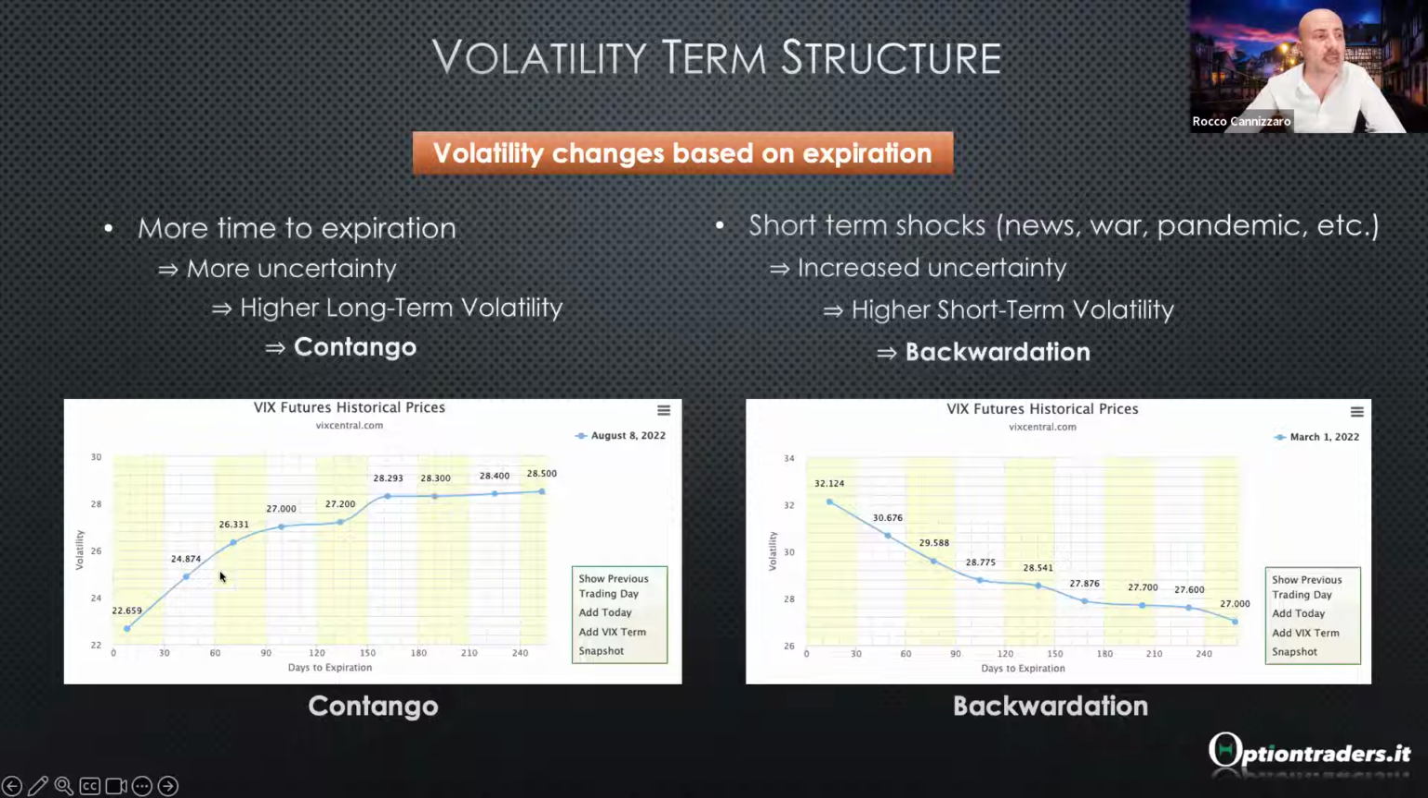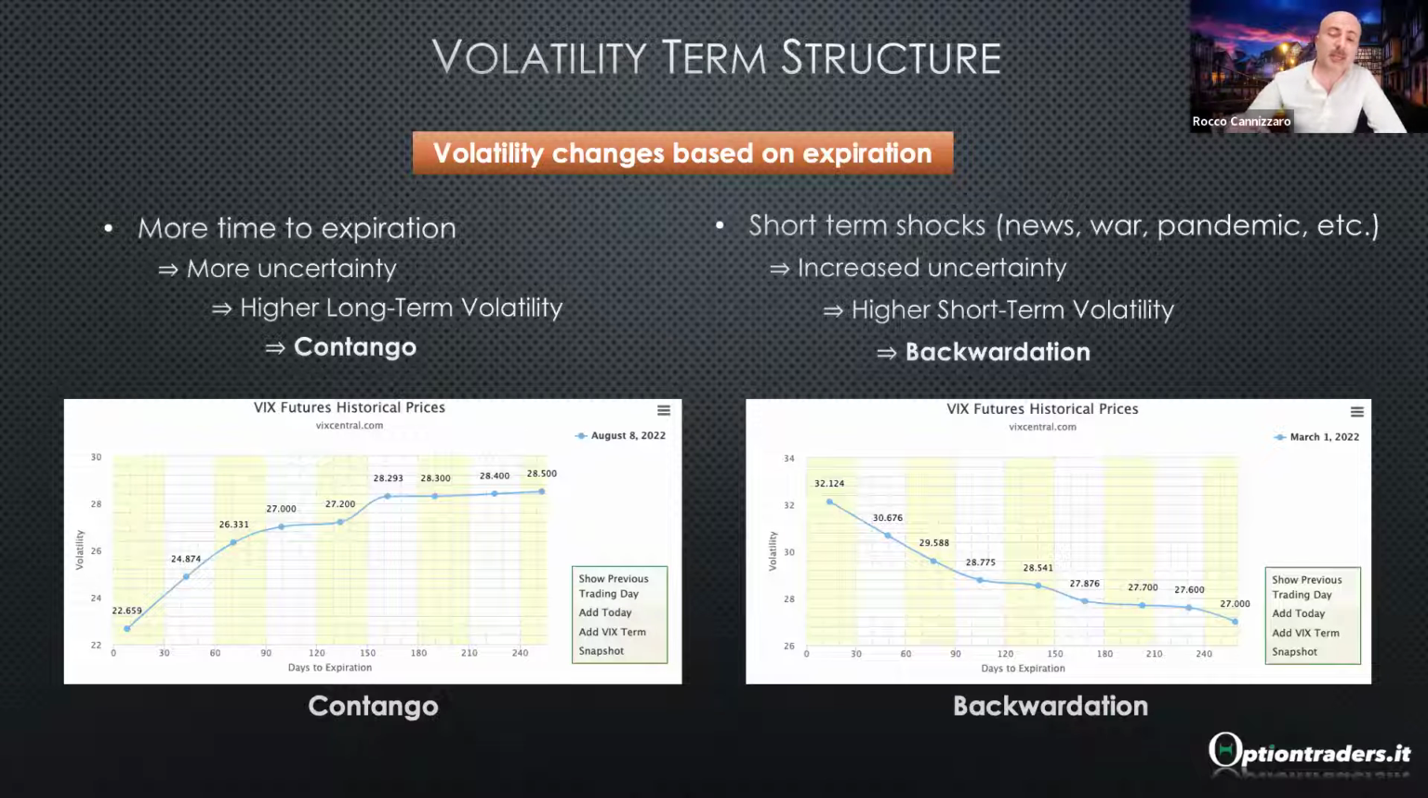As you can see on the left side, we have a case where the volatility increases with time, and again, this is the concept of contango. But there's also a situation where the curve is completely opposite. And why would that be the case? Think about short-term shocks, like some news that comes out, or if there's a war or pandemic, or some bad news in the market.